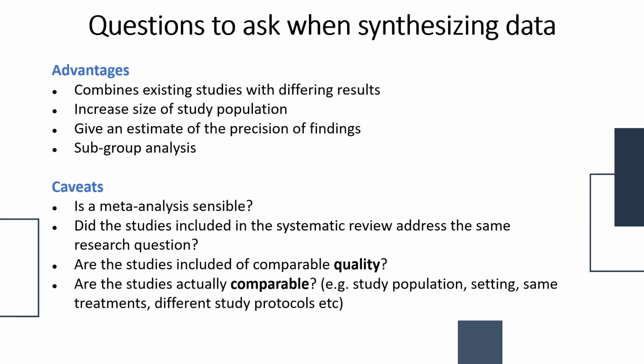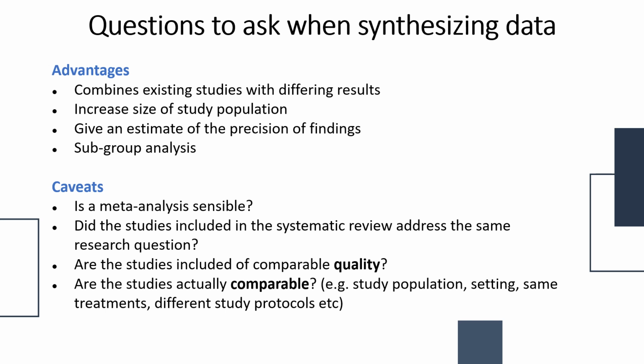But here are some thoughts to think about when you're considering doing a systematic review or meta-analysis. It's good when you want to combine existing good quality studies which have different results to try and get that overall estimate. They will increase the size of your study population, and they can allow you to do some subgroup analysis, and this can generate hypotheses for future studies.